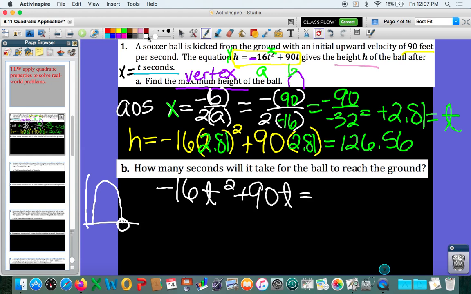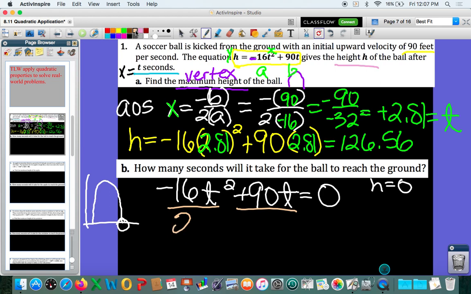And I'm going to set it equal to 0 because I want it to be at 0. Reaching the ground is when h equals 0. So I've replaced h with 0. Awesome. Now I can divide both of these by some number.